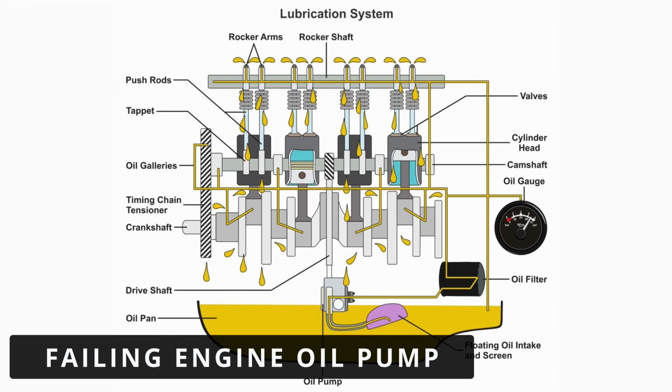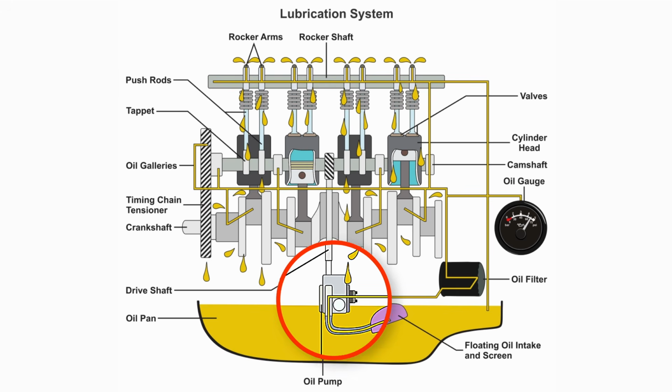The most common reason for a P06DD code is a failing engine oil pump. This pump is responsible for maintaining the right oil pressure throughout the engine. If it's malfunctioning or clogged, it can cause low oil pressure, triggering the code.